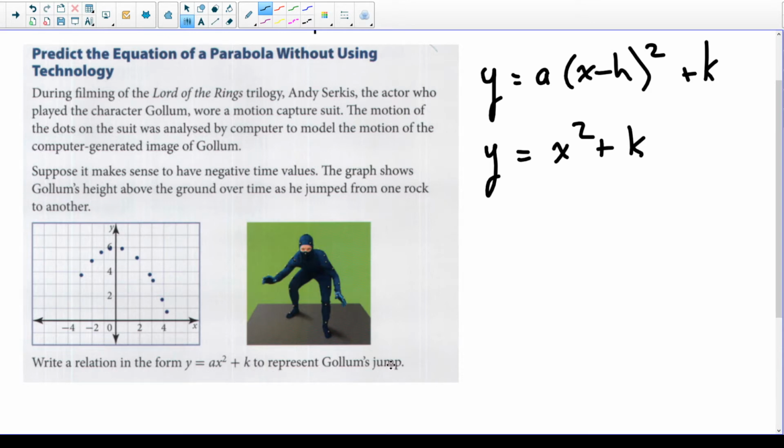represent Gollum's jump. So this is a real-world scenario here, a mathematical one, where somebody has to program a computer to be able to follow the dots on a suit. And we know that when things fall in gravity, they actually do follow a parabolic path, or a parabolic pattern, because even if they're falling straight up and down, the distance to the ground increases as they're falling every second following a parabolic pattern. So I'm not going to get into that too much. That's a little bit of physics there. I might talk about that a little later on.